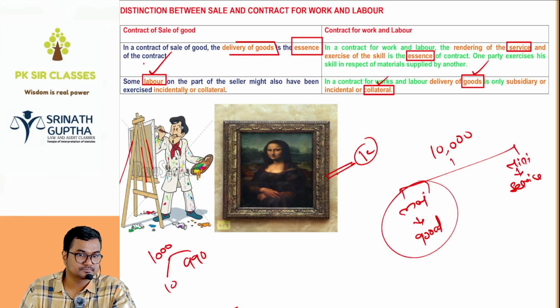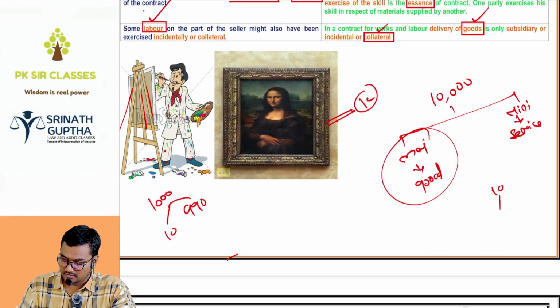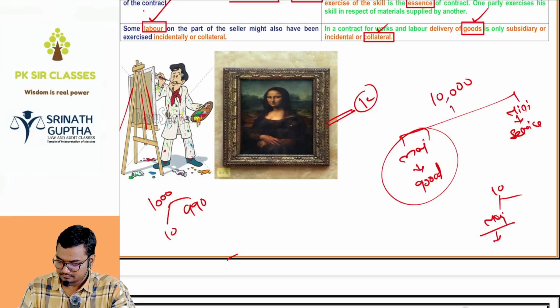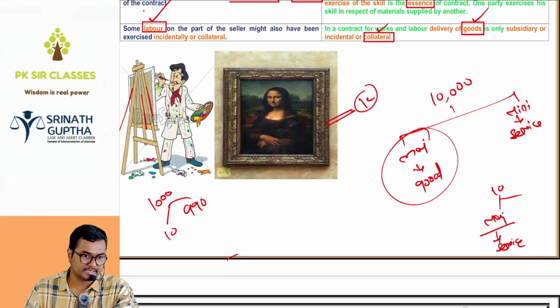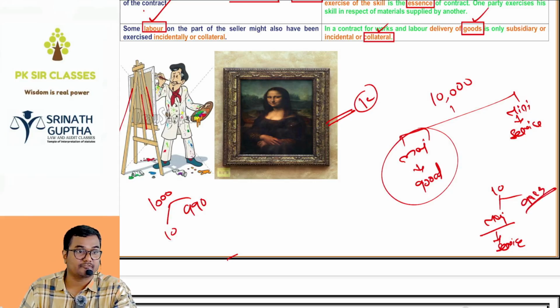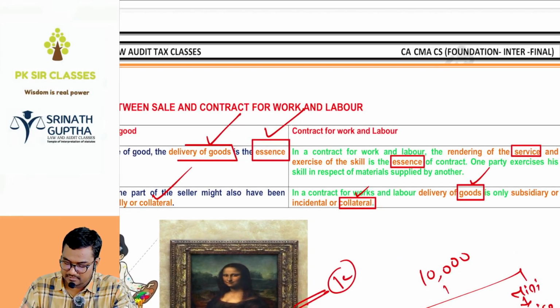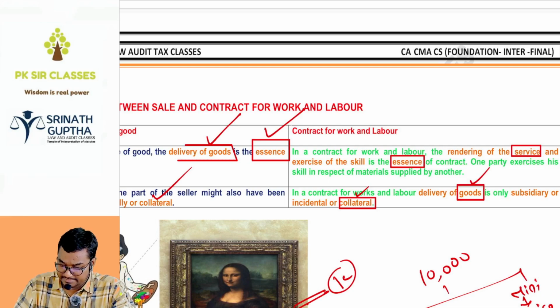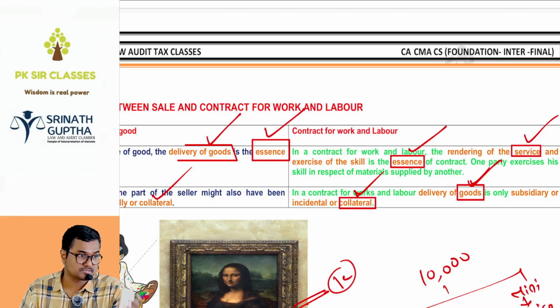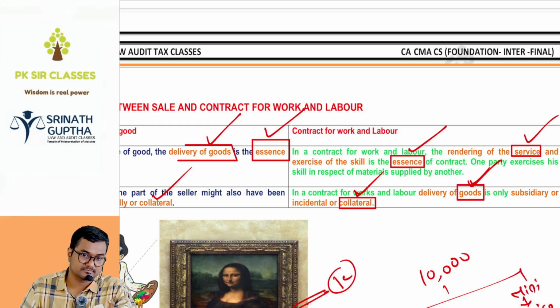Now, if I'm charging 10,000 rupees, and out of this the majority is for service. For example, we are paying 1 lakh rupees here. Out of this 1 lakh rupees, we give books worth maybe 1,000 rupees. Remaining 99,000 is for the teaching. It's a contract for work and labor. In case of sale of goods, delivery of the goods is essential and exercising of skill is collateral. In a contract for work and labor, rendering of the service is essential and delivery of the goods is collateral. If the majority is charged for the goods, it is a sale of good. If the majority is charged for the service, it is work and labor.